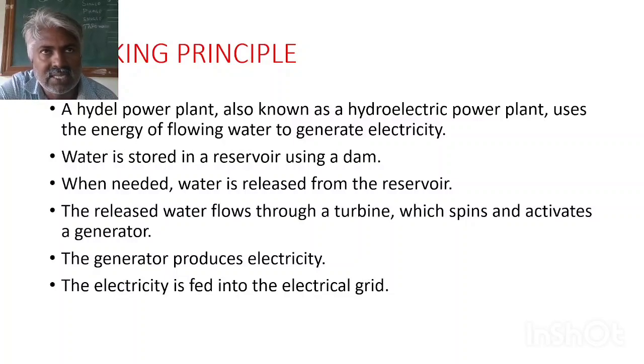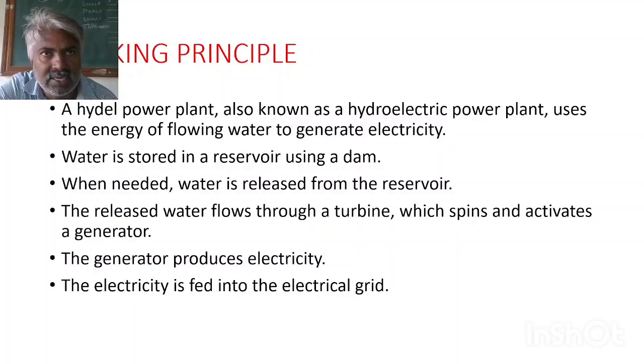So that potential energy is converted into mechanical energy. That mechanical energy is converted into electrical energy by using turbines. So the enormous water will be released using a gate valve and sent through a pipe called the penstock, and the jet of water under high pressure will be sent to a turbine. There are so many types of turbines like the Pelton turbine, Kaplan turbine, Francis turbine, like that.